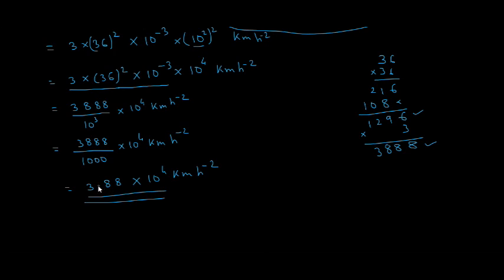As scientific notation, we take only the two digits after the decimal. So 3.88 multiplied by 10 to the power 4 kilometer hour to the power minus 2. Here we made the mistake that we had written minus 4. This was a complete calculation error. So this was wrong and this is correct. Thank you, Mahi, for pointing this out.